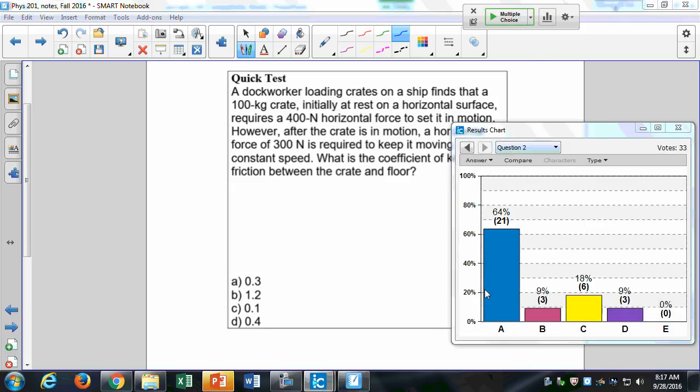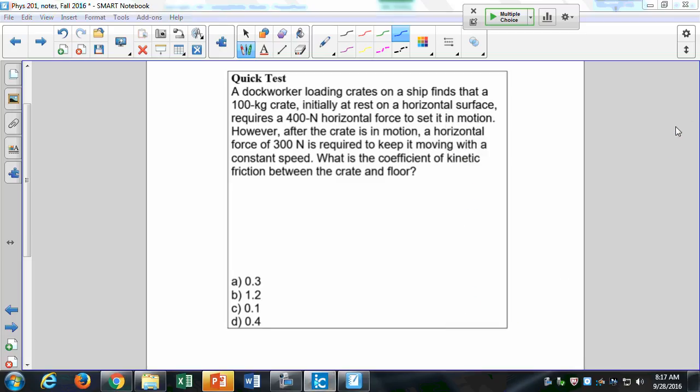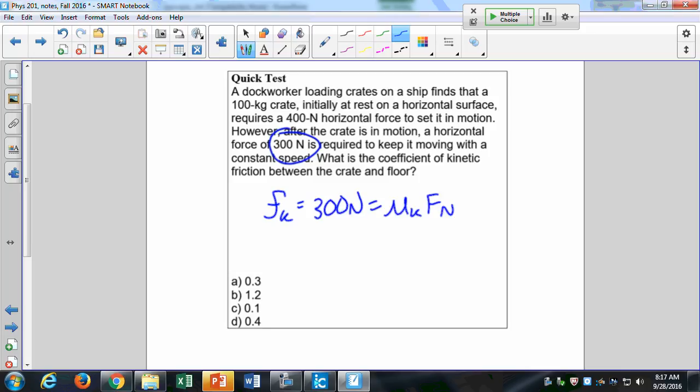Okay, let's see. I think A is right. I'm going to go ahead and mark it. Let's check it out. So which of these, is it the 400 or the 300 that is the kinetic frictional force? It's the 300 newtons because it's in motion. So I'll go ahead and list that. Fk is equal to 300 newtons. And I also know that this is going to equal mu k times the normal force.